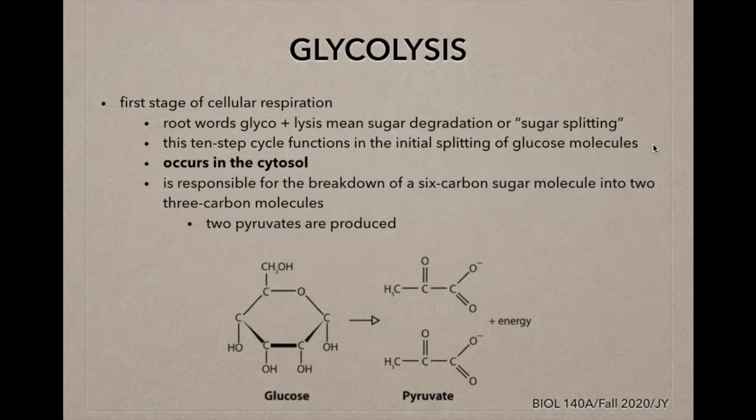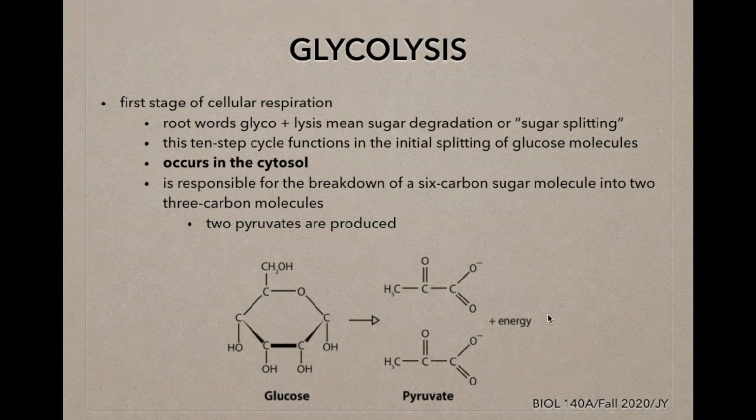This process is responsible for the breakdown of a 6-carbon sugar into 2 3-carbon molecules. And these resulting 3-carbon molecules are termed pyruvates. So for each glucose molecule, 2 pyruvates will result.